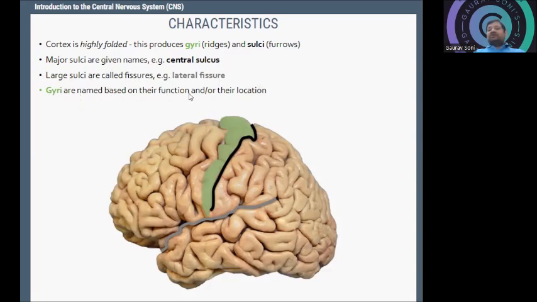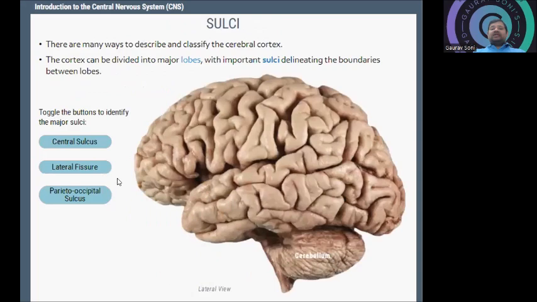Gyri are named based on their function or their location, basically on their location. Then for sulci, there are many ways to describe and classify them. One of them is that sulci delineate the boundaries of lobes. When we talk about lobes, frontal lobe, parietal lobe, temporal lobe, usko separate kaun kar raha hai? They are the sulci. Only major sulci have been named, not all.